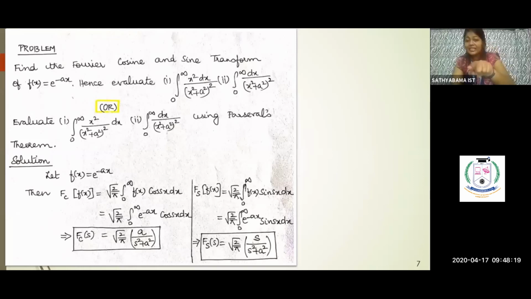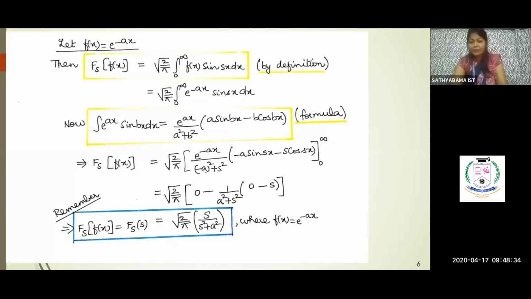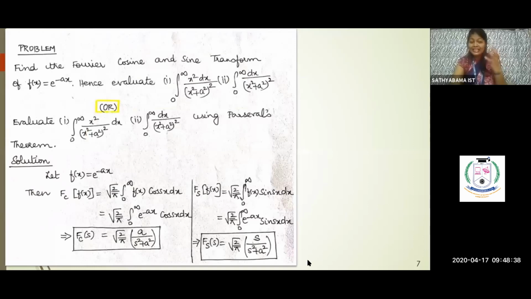I have 1 by x square plus a square the whole square. Now when will you get 1 by s square plus a square, or a by s square plus a square? Only when you consider the Fourier cosine transform of e power minus ax. Now this has to strike you. That is why I said these two results are so important, because just by looking at these integrals, it has to strike you that it resembles s by s square plus a square and a by s square plus a square.